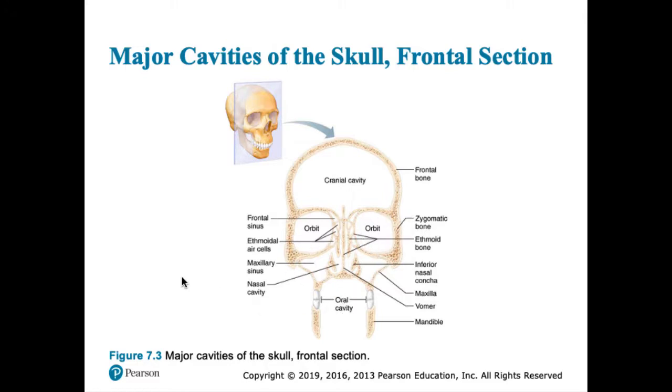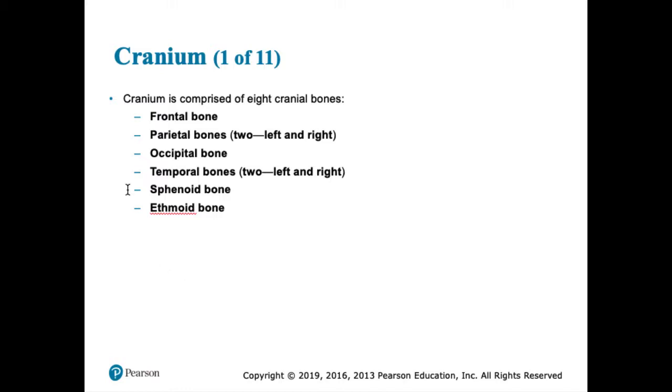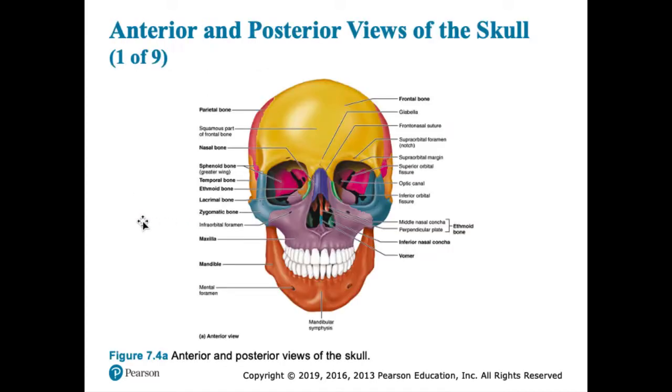And this, of course, is that frontal section of that. The cranium is composed of 8 cranial bones: the frontal bone, the parietal bones, 2, left and right, the occipital bone, the temporal bones, 2, left and right, the sphenoid bone, and the ethmoid bone. So you can see these are anterior and posterior views of that skull. So make sure you understand each part of this.